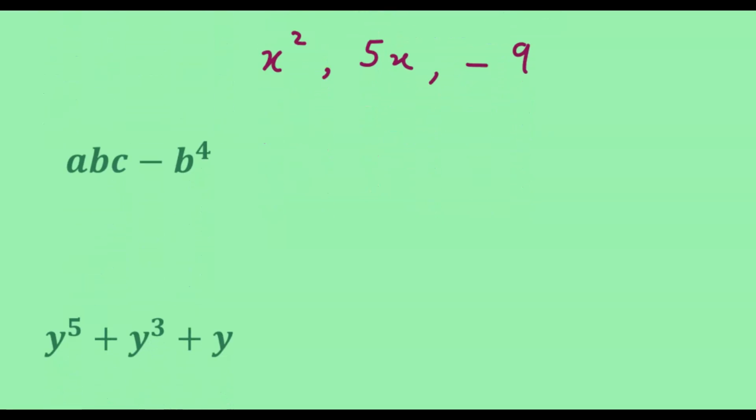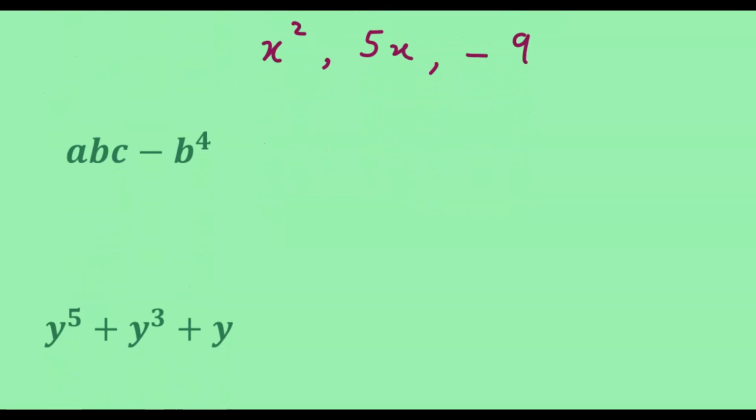Now let us look at the next one. The next polynomial is abc minus b to the power of 4. First of all, let us write down the terms. Now the first term is abc, and the second term is negative b to the power of 4. So we can see that this polynomial has 2 terms, and so we classify it as a binomial.